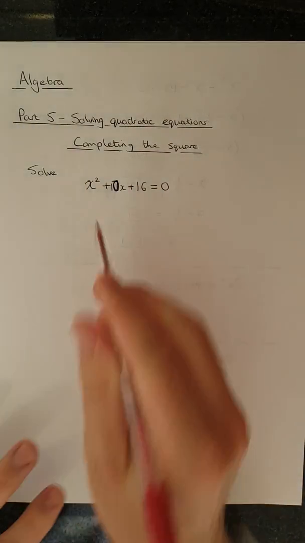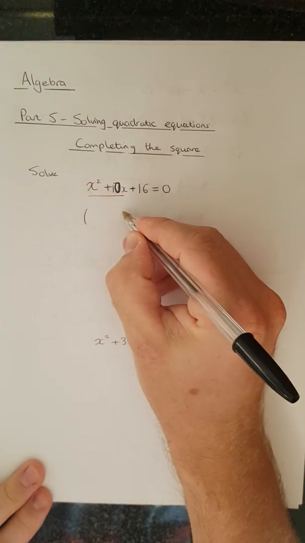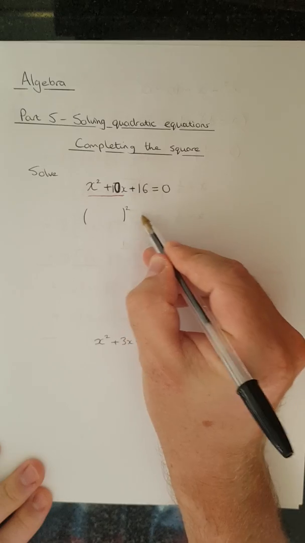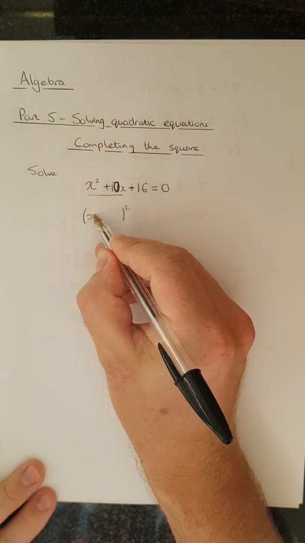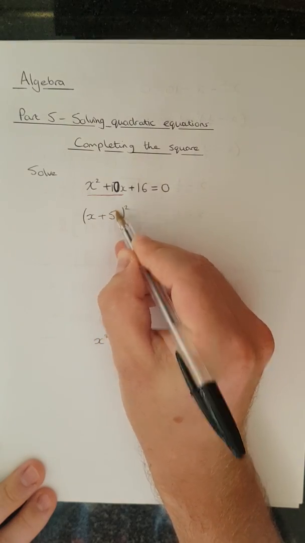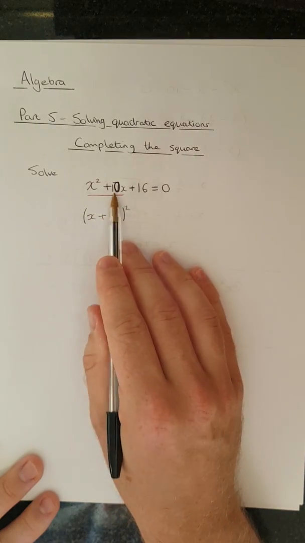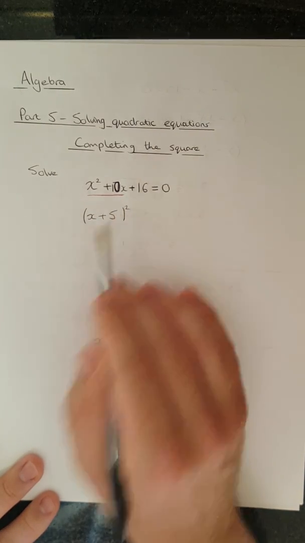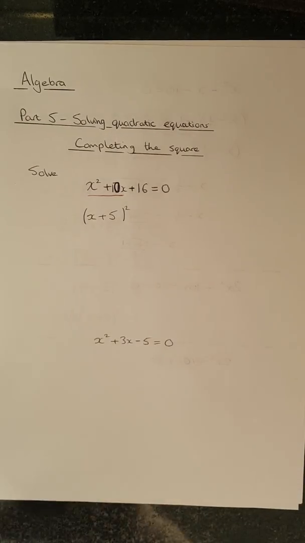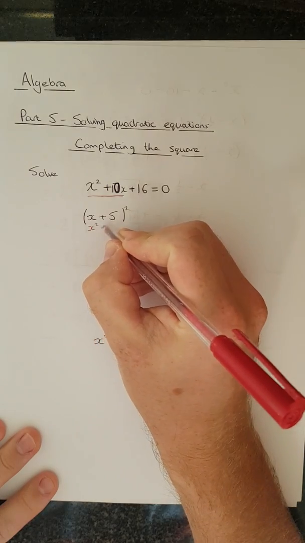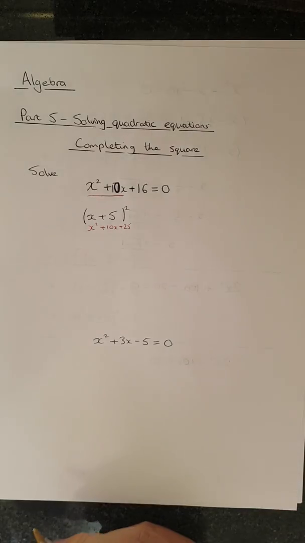If you remember, these two terms here are the priority for my bracket, because I can adjust a number plus or minus afterwards. So I want x and I want plus 5, which will give me x squared plus 10x plus 25 when I expand it. So let me write that in red for you so you can see. X squared plus 10x plus 25 comes out of the bracket.